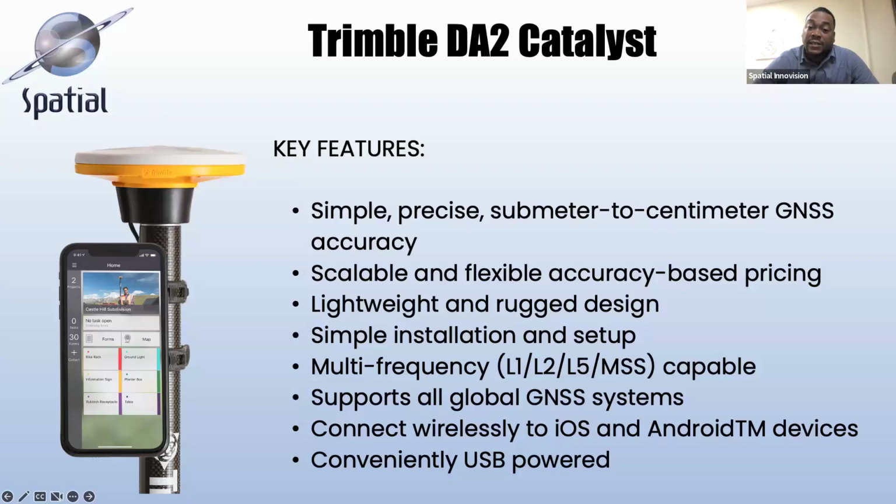The DA2 Catalyst is a simple, precise device which can be put on a pole or held in your hand with a handle. The device is scalable, meaning you can add the accuracy you want at any time on the go, either hourly, weekly, monthly, or yearly by subscription, which in turn makes the price flexible. It's a very light product, but it's made rugged. Simple 1, 2, 3 steps to install and set up.